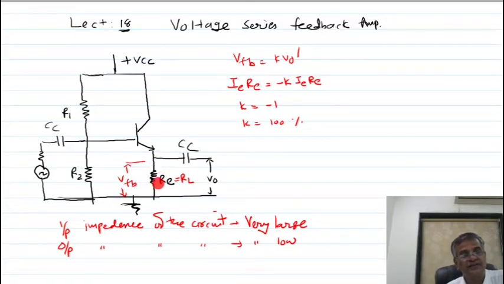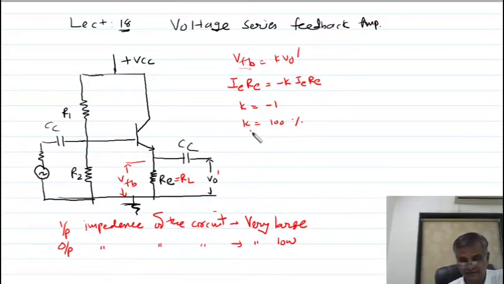So you can calculate the percentage of the feedback. VFB is K VO dash. Already you know this. So what is the feedback voltage? This much feedback voltage. What is the output voltage? It is the same. So 100% negative feedback. Due to 100% negative feedback, the input impedance is very large and output impedance is very low. So it can be used as an impedance matching device.